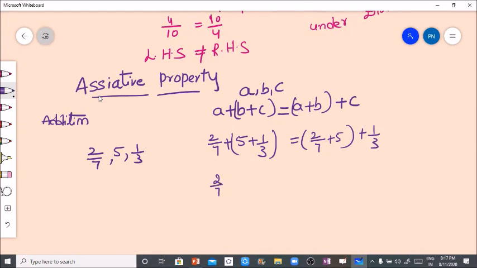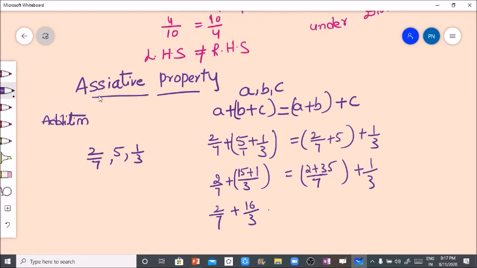Here 2 by 7 plus 5, I am going to take LCM 3. 3 5s are 15 plus 1 equals, here LCM 7, 2 plus 7 5s are 35, plus 1 by 3. Right. From this we can write 2 by 7 plus 16 by 3 equals 35 plus 2 is 37 by 7 plus 1 by 3.